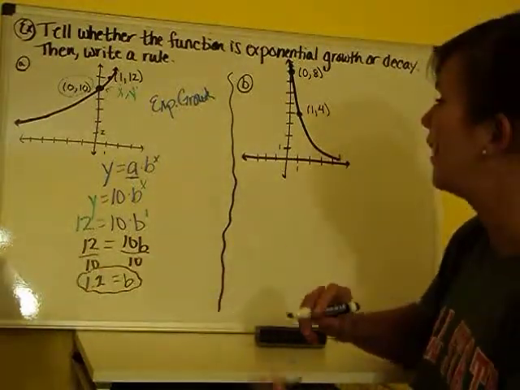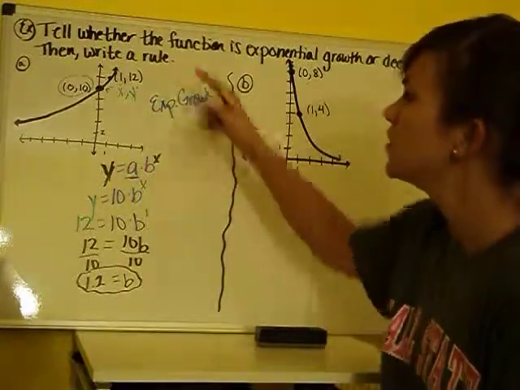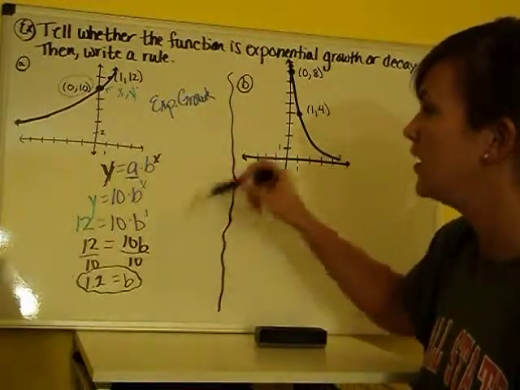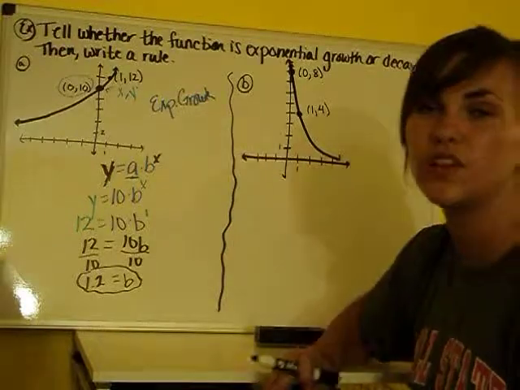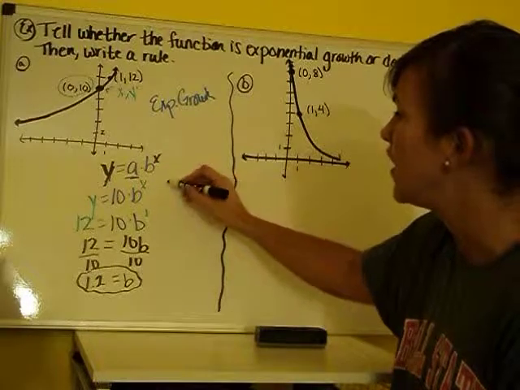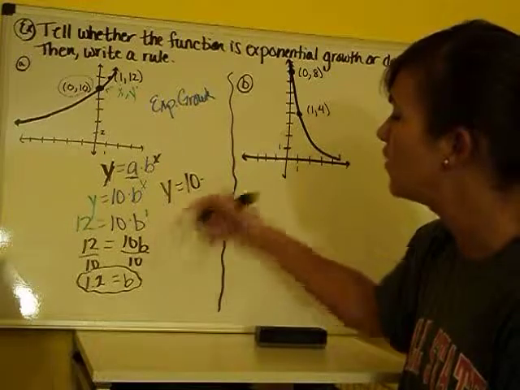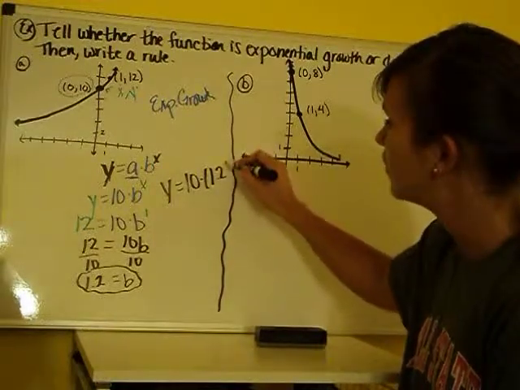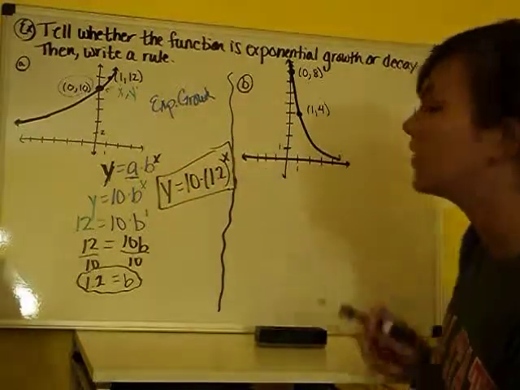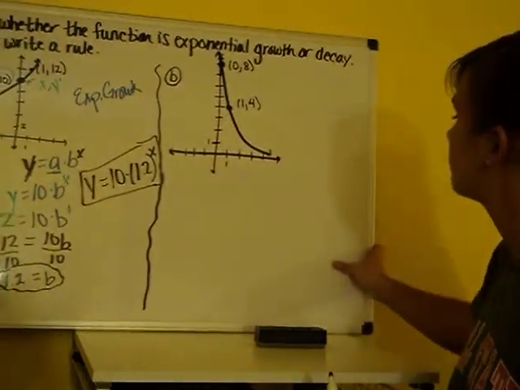No. When we write the equation, we have to have this y and x present. Once we plug in that point to solve for b, we no longer use those numbers. We have used them to find b, perfect, but that 1 and 12 don't appear in my final equation. Instead, I just substitute in my value for a, which I already found, which was the 10, and my b, which is 1.2, to the x. There you have it. y equals 10 times 1.2 to the x power.